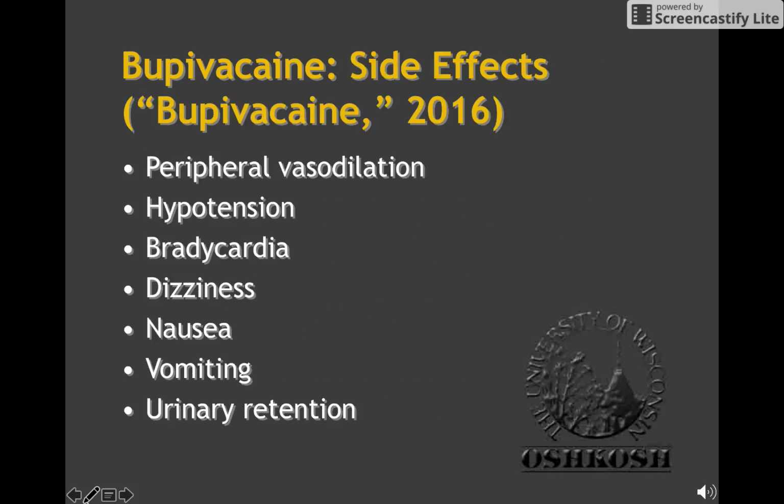It is often difficult to distinguish adverse effects of bupivacaine from the desired physiologic effects of the nerve block, but side effects include peripheral vasodilation and resultant hypotension, bradycardia, dizziness, nausea, vomiting, and urinary retention. Contrary to the administration of ester local anesthetics, immune-mediated reactions are only of minimal concern with bupivacaine due to its amide structure and lack of allergenic nature of the compound itself and its metabolites.